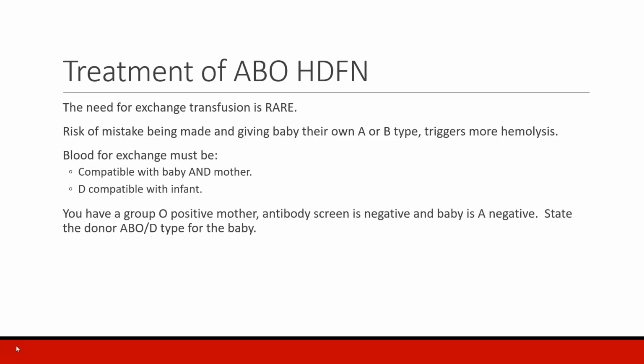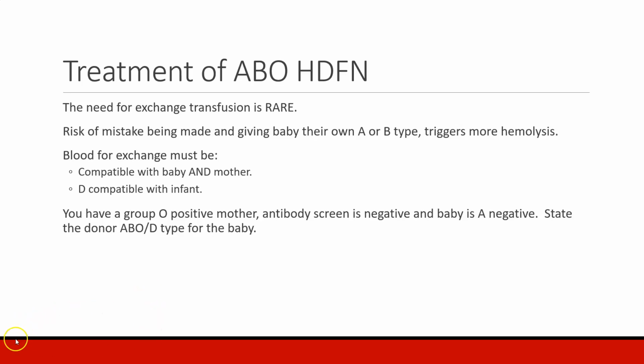So you have a Group O positive mother, the antibody screen is negative, and the baby is negative. So again, we've already done the DAT, we've done the bilirubins, this baby needs an exchange transfusion. State the donor ABO D type for the baby. So if you said O negative, you are correct. Group O is the only blood that is compatible with both an O and an A person. And because the baby is D negative, the baby must get D negative blood.